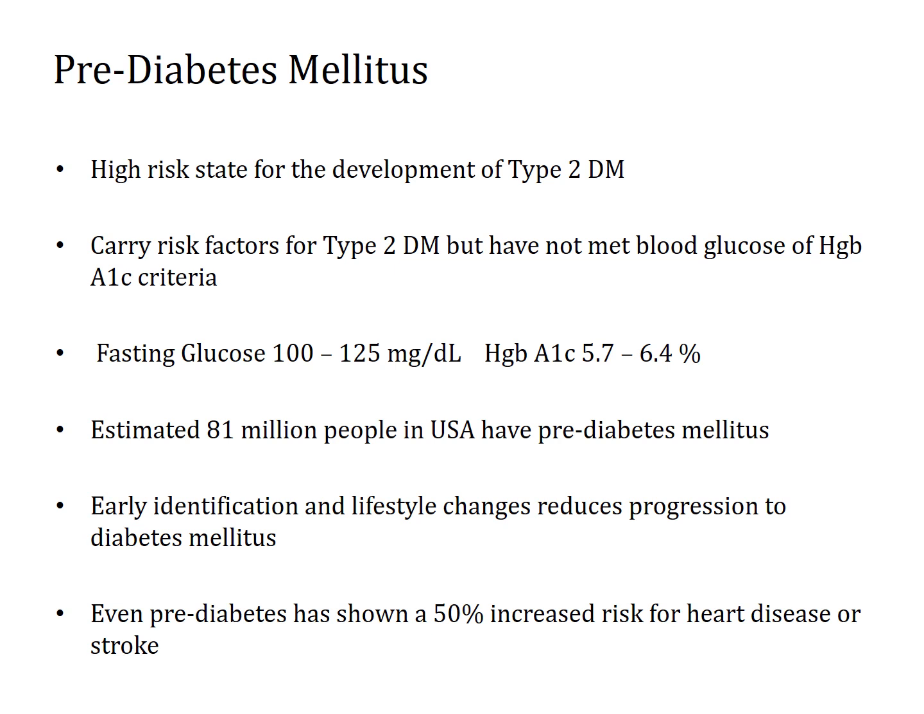Okay, what is pre-diabetes mellitus? Pre-diabetes mellitus is a state which puts you at risk for type 2. You're carrying risk factors for type 2 diabetes, but you have not yet met the blood glucose and the hemoglobin A1C criteria. So those are the individuals who fall between the normal ranges and the diagnostic criteria. People who have fasting blood sugars between 100 and 125, individuals who have hemoglobin A1C values between 5.7 and 6.4, we can call these individuals as having pre-diabetes mellitus.